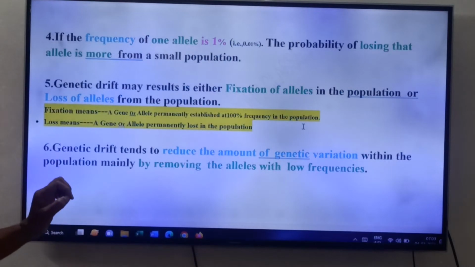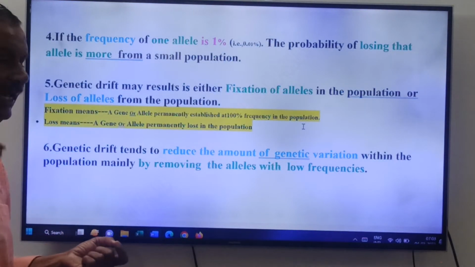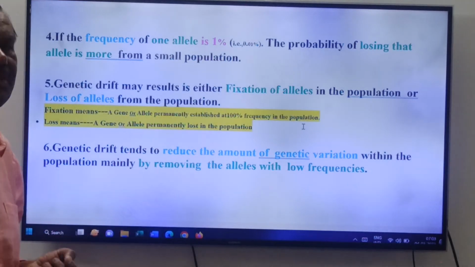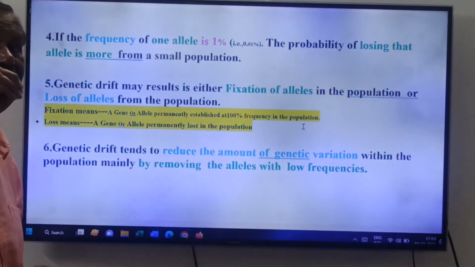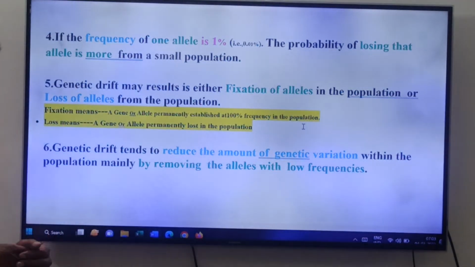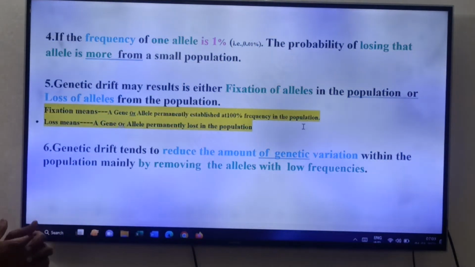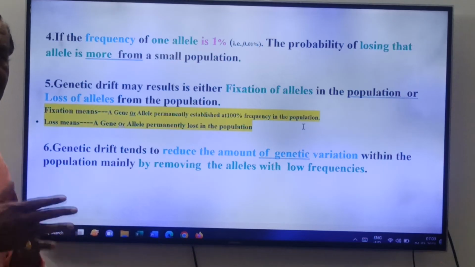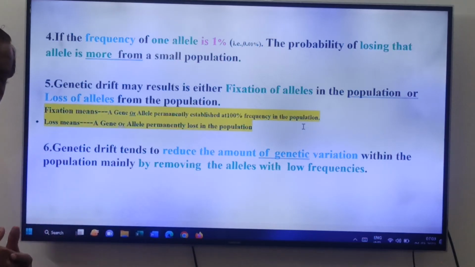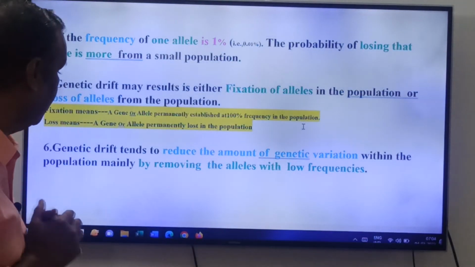Please don't write this in your IP, friends. What is fixation of an allele, friends? If a gene or allele is permanently established at 100% frequency in the population, it is called fixation. What is loss, friends? A gene or allele permanently lost in the population is called loss, friends. So the alleles which have less frequency may have a chance of being eliminated from the population. The alleles which have more frequency may continue their fixation, may continue in that population, friends.